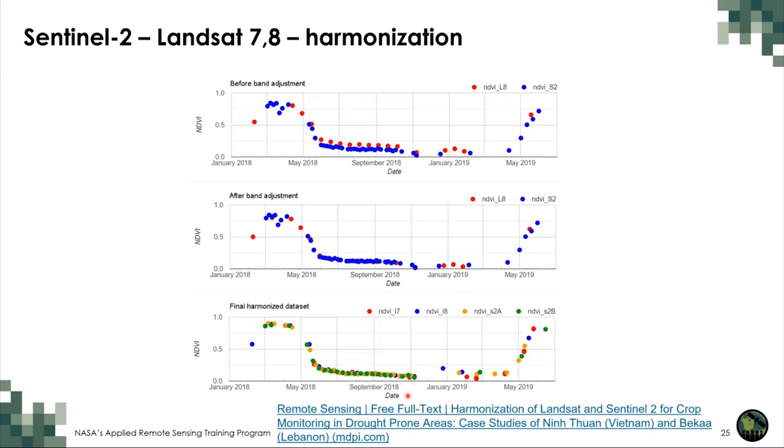So what we have to do with the harmonization? When we have two different sensors, like the case here for Sentinel-2 and Landsat 8, you see that the timestamps are different, of course, because Landsat 8 is taking images every 16 days and Sentinel-2 is taking the images every 5 days. And this dense time series of data enables us to do a much better interpretation.